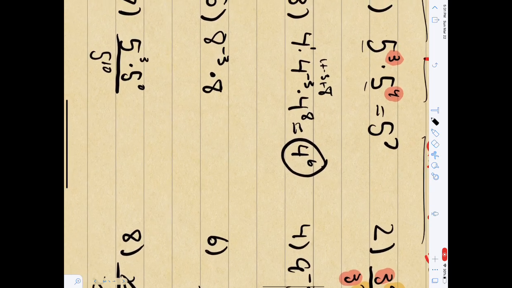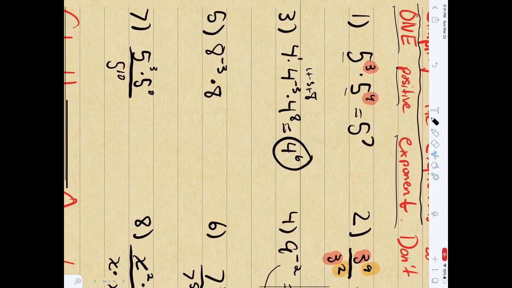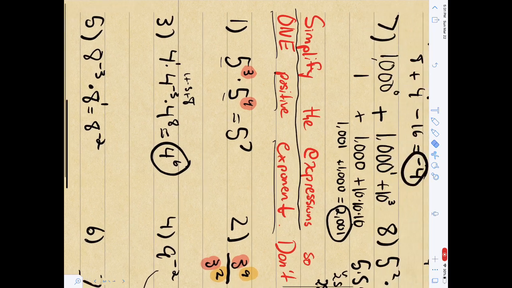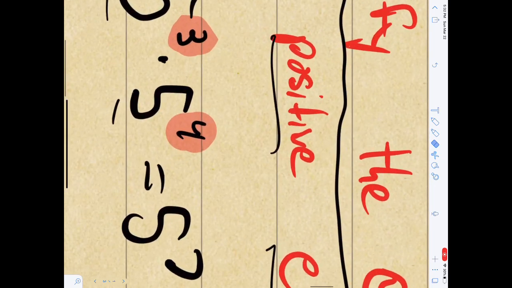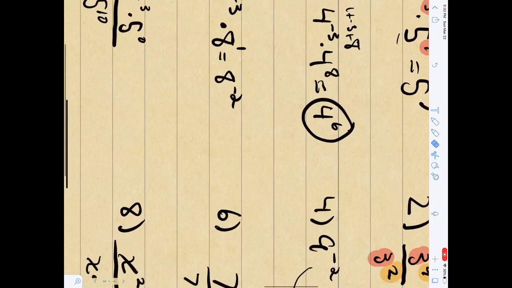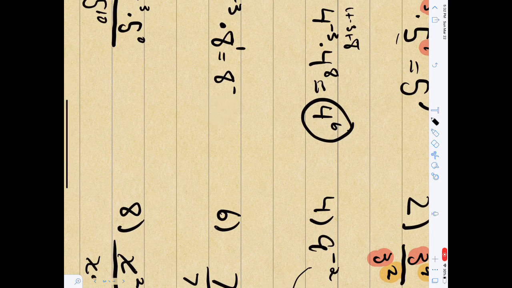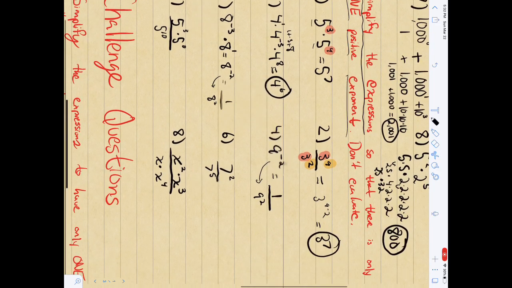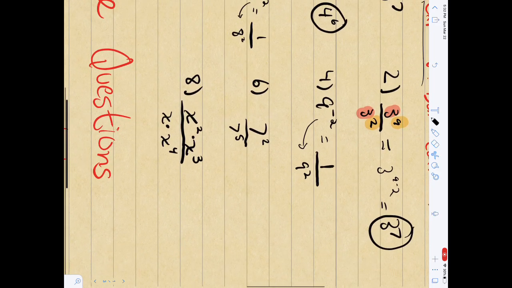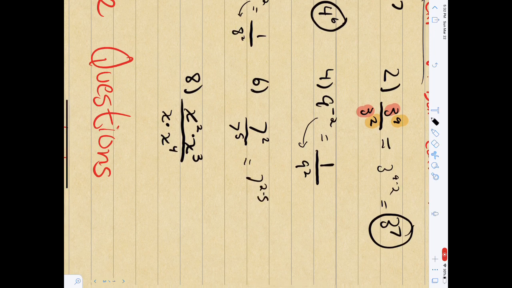Okay, here, 8 cubed times 8 to the -3. So there's a 1 right there, so this is going to be 8 to the -2. But we can't have a negative exponent, we want a positive exponent. So 8 to the -2, let's just swoop it down here. 8 squared over 1. Right here, you're going to get 7 to the 2 minus 5, which will be 7 to the -3, which is 1 over 7 cubed.